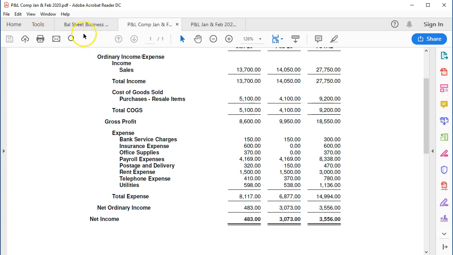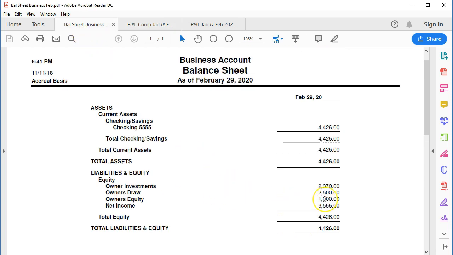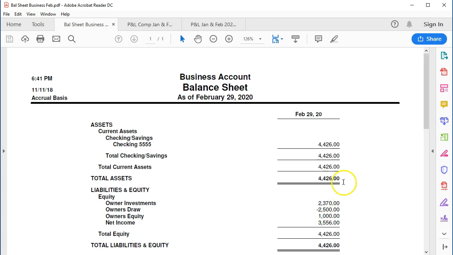On the personal side of things, we got distributed from cash $2,500, and we had given to the business $2,370. The rest of it's still being held. Some of it's being held in the checking account. So that interplay between the two accounts is really one of the most confusing things, between the investments from the personal checking account to the business and the draws from the business account to the personal.